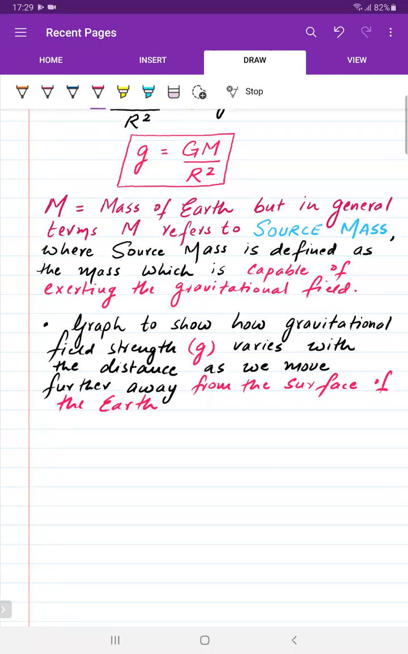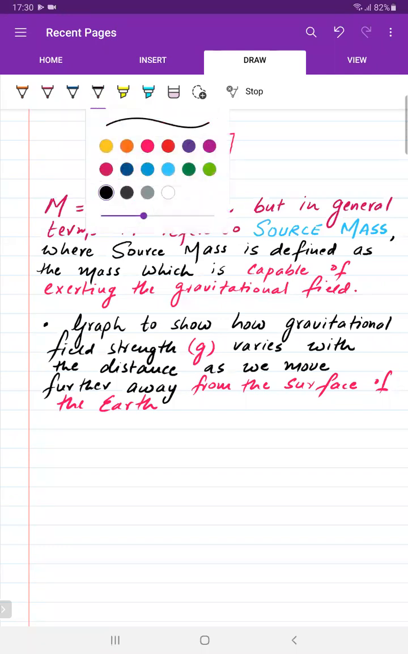okay, Reha, yes, the source mass is going to be the bigger mass, but Reha, the term bigger mass suit nahi karta, and hence the term bigger mass is generally replaced by the term source mass. So usually gravitation में bigger का term इस्तेमाल नहीं करते because bigger is kind of a relative term. So the term source mass is a better replacement as opposed to the term bigger mass. But the idea is correct. Okay, so graph to show how the gravitational field strength varies with the distance as we move further away from the surface of the earth.